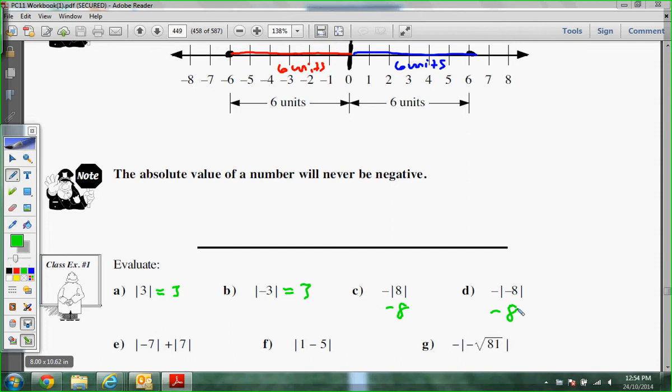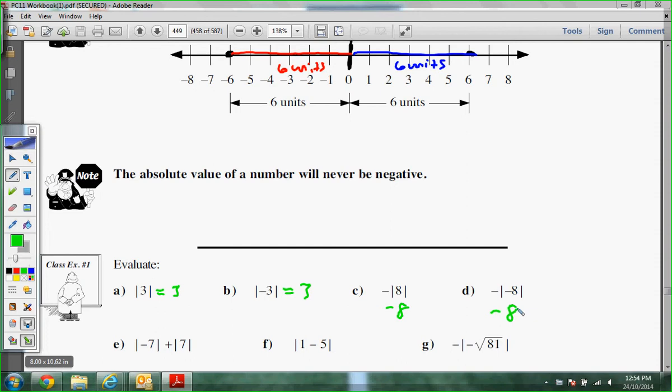This right here is the distance from 0. What is that? That's 8. Then we're multiplying 8 by negative 1. So we're doing math operations, not just distance from 0. This does not mean negative 8 from 0, because that's impossible.